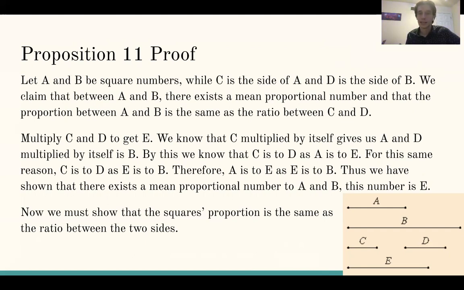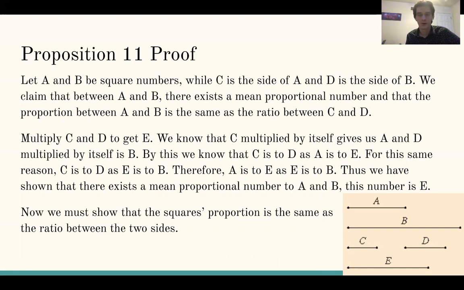So we're going to multiply C and D to get E, and just keep that on the side to know that we have it. We know that C multiplied by itself gives us A, and D multiplied by itself gives us B. This is just by definition a square. And so by these two facts, we know that C is to D as A is to E. And this is true by multiplication and proportions. And then for the same reason, C is to D as E is to B.